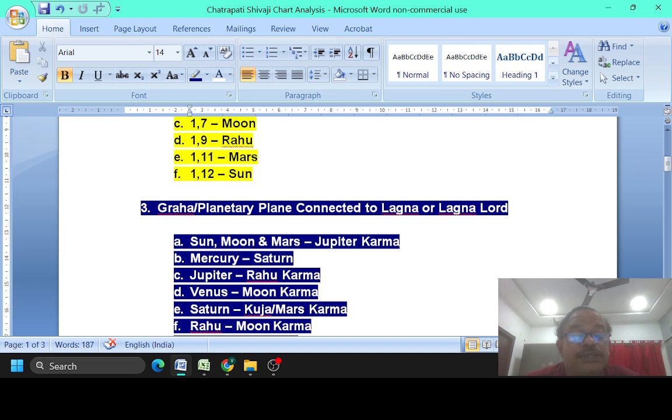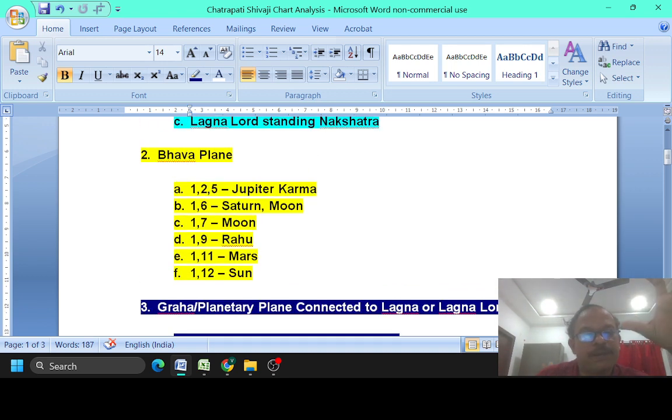Then the Pisces 1 and 12 combination, 12th lord in Lagna, Lagna lord in 12th, these people will have Sun karma. So in Pisces, Ketu gets mool trikona, and Ketu is born in Aslesha Nakshatra. Because of that, Aslesha carries Sun karma. So whenever there is a 1 and 12 combination in the birth chart, these people will have Sun karma. So that is your Bhava plane.